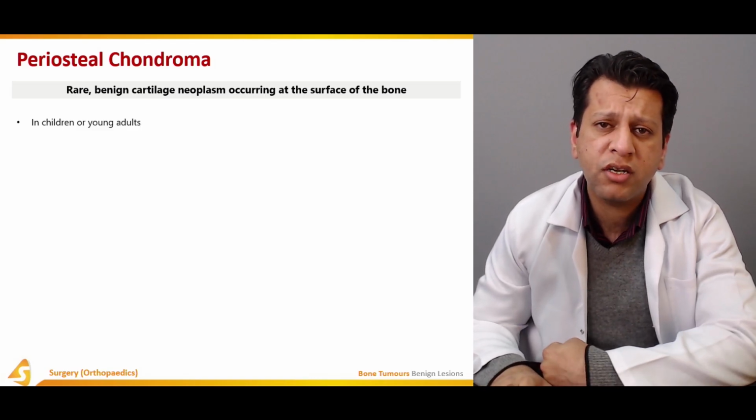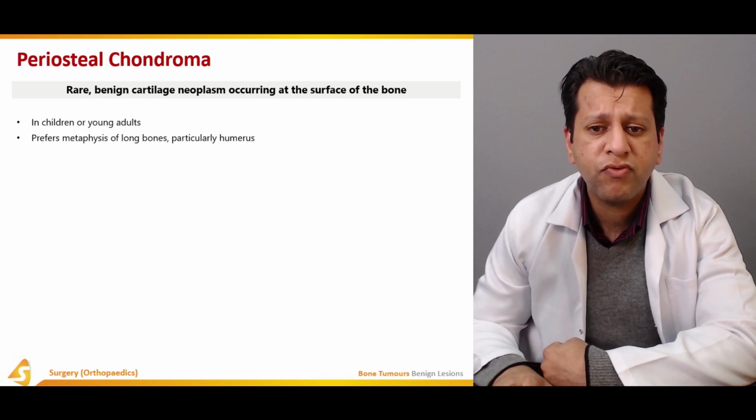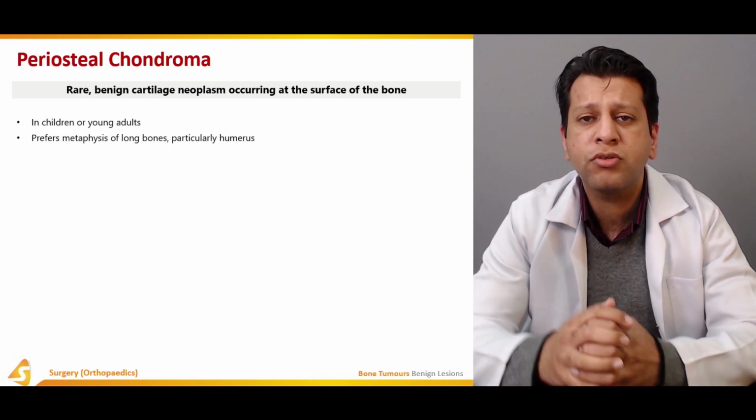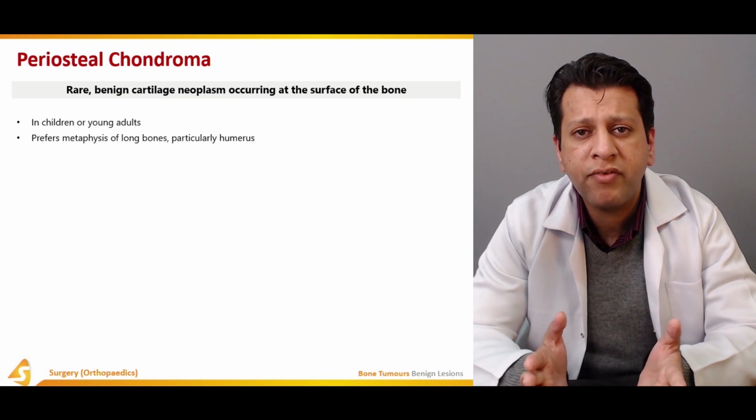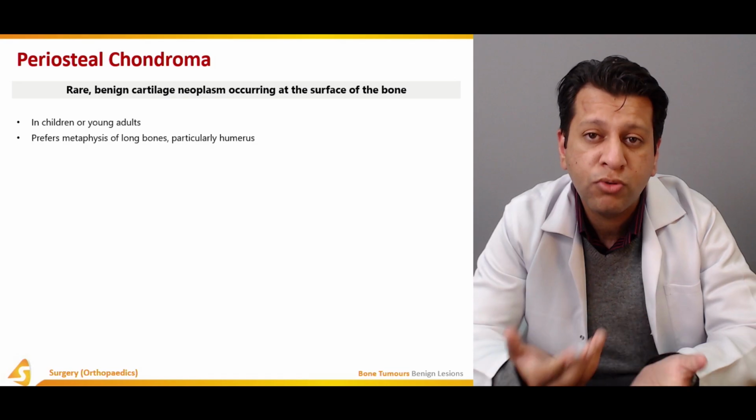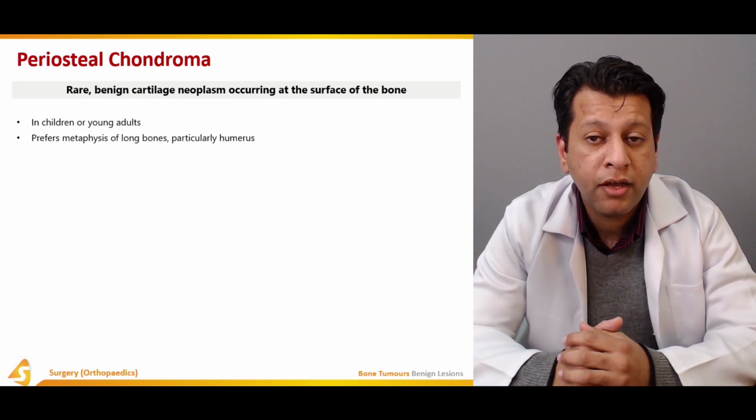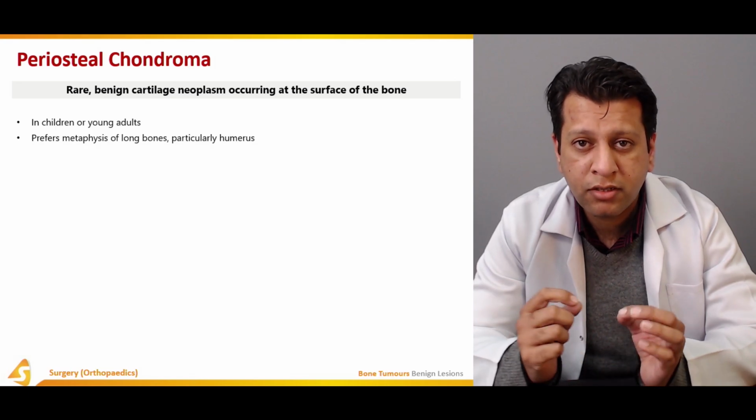Usually chondromas are in children or young adults. They prefer the metaphysis of long bones, particularly the humerus. Now the difference between this chondroid variety and other varieties of tumor is that, due to calcification, these usually appear spiculated, with a punctate appearance.